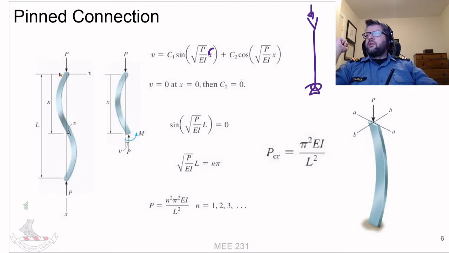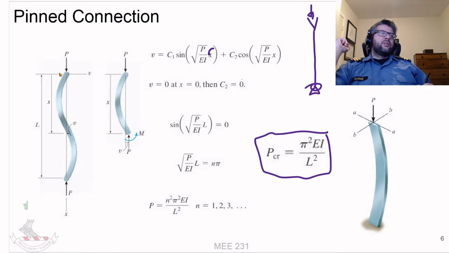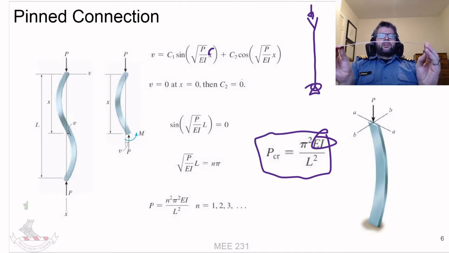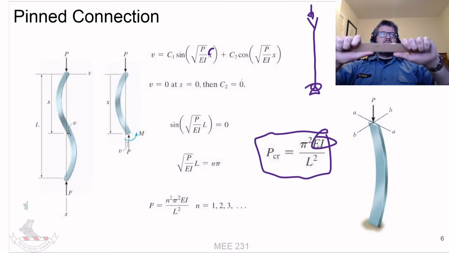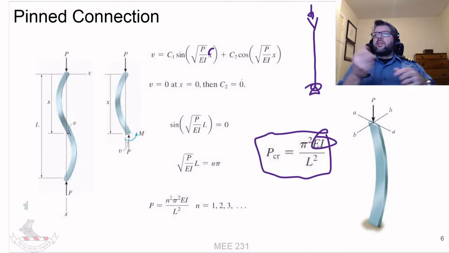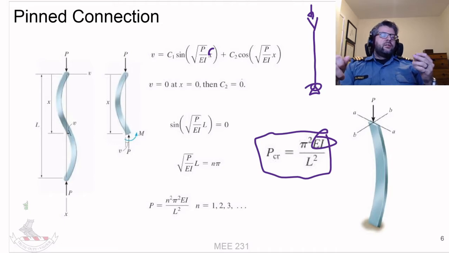Our critical load is pi squared EI over L squared. So E is obviously a function of the material it's made out of, L is just the length overall in the vertical direction there, and then I. Like I said, when we apply the load, it's always buckling by bending about this axis. It's not doing it about this axis. So the I there is going to be the I for the axis of the cross section that has the lowest I.